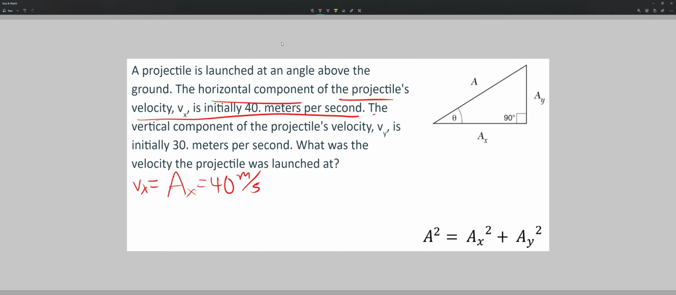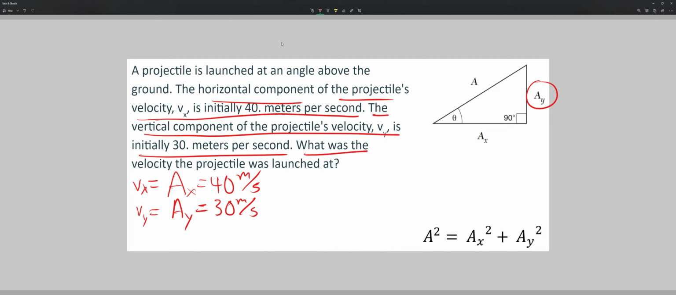And we have here the vertical component of the projectile's velocity, Vy, which would be essentially AY here. That would be this side, my vertical velocity, which is 30 meters per second. And then the question asks, what is the velocity the projectile was launched at? They want A, the velocity the object was launched at, and so you don't know A, the velocity.